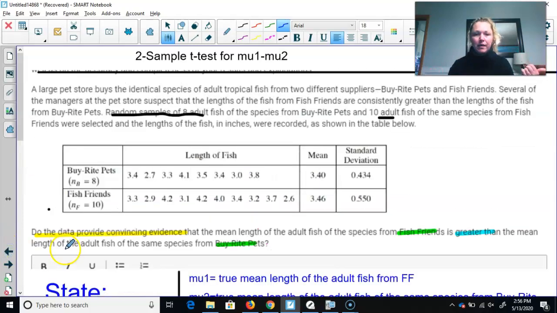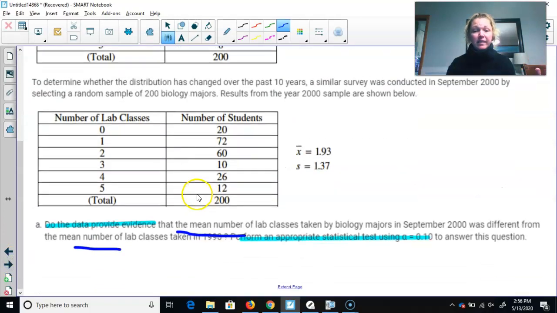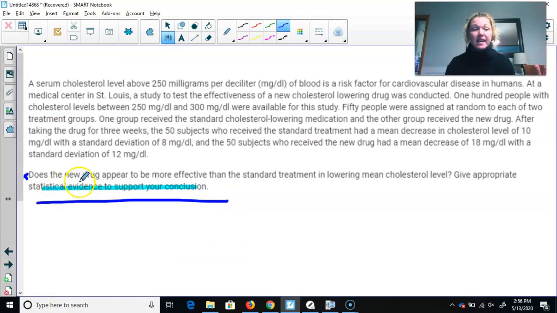ways, I believe. Do the data provide convincing evidence? Use the data to carry out a test of the hypothesis. Do the data provide evidence? Perform an appropriate statistical test. And does the new drug appear to be more effective? Give appropriate statistical evidence to support your conclusion. All of these different ways just to get a 2-sample t-test for mu1 minus mu2 from you.